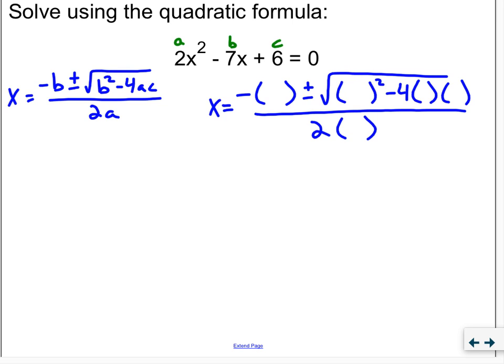So my a value is 2. That goes on the bottom there, and it goes there. My b value is negative 7. That goes there and there. C is 6. That goes there. Now we just need to do some multiplication. So when we multiply and we combine some terms, the negative 7 becomes a 7.